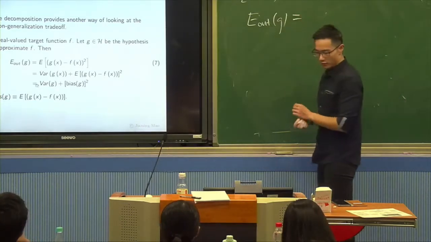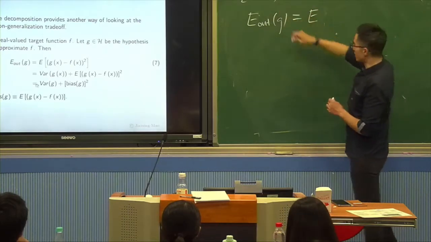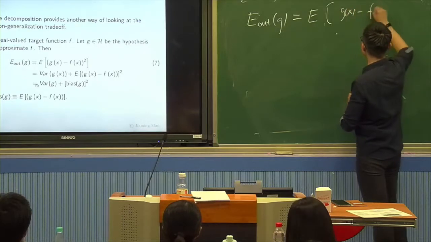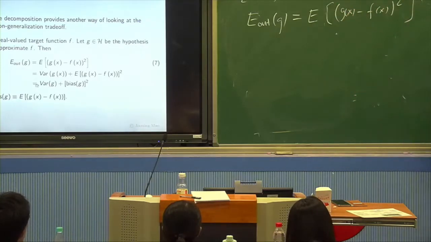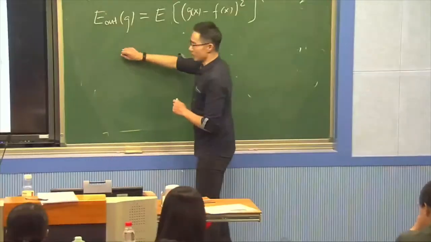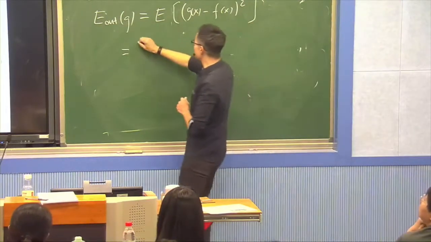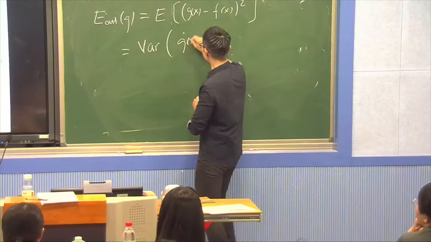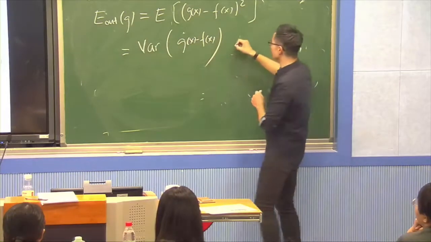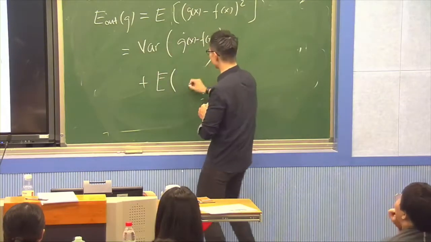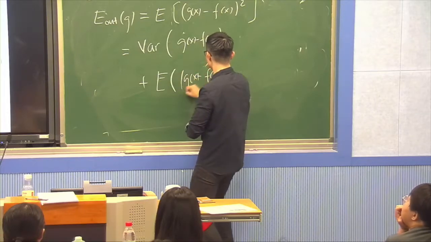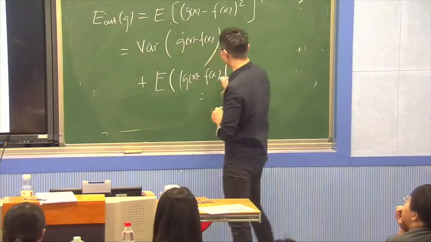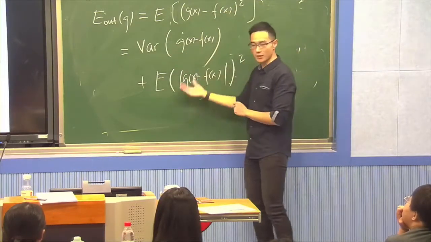So this E out of G, I can write it. Recall that if we use L2 loss, then the out-of-sample error is the expectation of your loss function, and the loss function is simply g(x) minus f(x), squared. Everybody see that? Now, I can do a little bit of algebra. The expectation of this thing squared is the variance of g(x) minus f(x), plus the square of the expectation of g(x) minus f(x). Do people agree with that? The expectation of something squared is equal to the variance plus the square of the expectation of the whole thing.